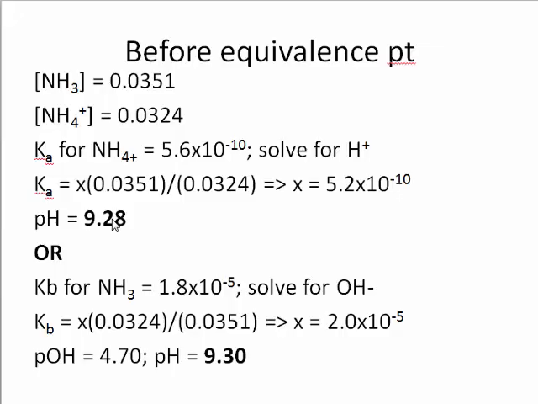Or we can take Kb for the conjugate base and solve for a hydroxide ion concentration. That would be X in this case. Notice that in this case ammonium is in the numerator and ammonia is in the denominator. That gives X as 2.0 times 10 to the negative 5. That's a hydroxide ion concentration. So that leads to a pOH of 4.7, but a pH of 9.3. Within round off, the two pHs that result from this are the same.